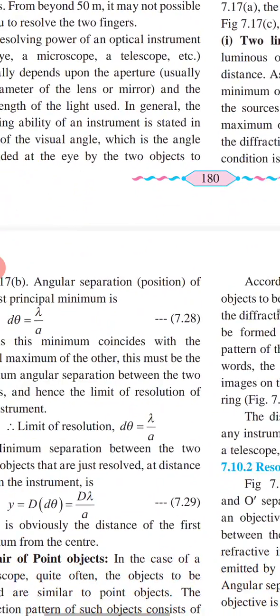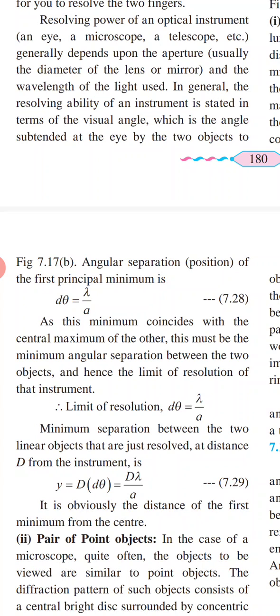Now, angular separation or position of the first principal minimum is d theta equal to lambda upon a. As this minimum coincides with the central maximum of the other, this must be the minimum angular separation between two objects, and hence the limit of resolution of that instrument. So limit of resolution, that is d theta, is equal to lambda upon a, and the minimum separation between two linear objects that are just resolved at distance d from the instrument, that is y equal to d d theta, is equal to d lambda upon a. It is obviously the distance of the first minimum from the center.